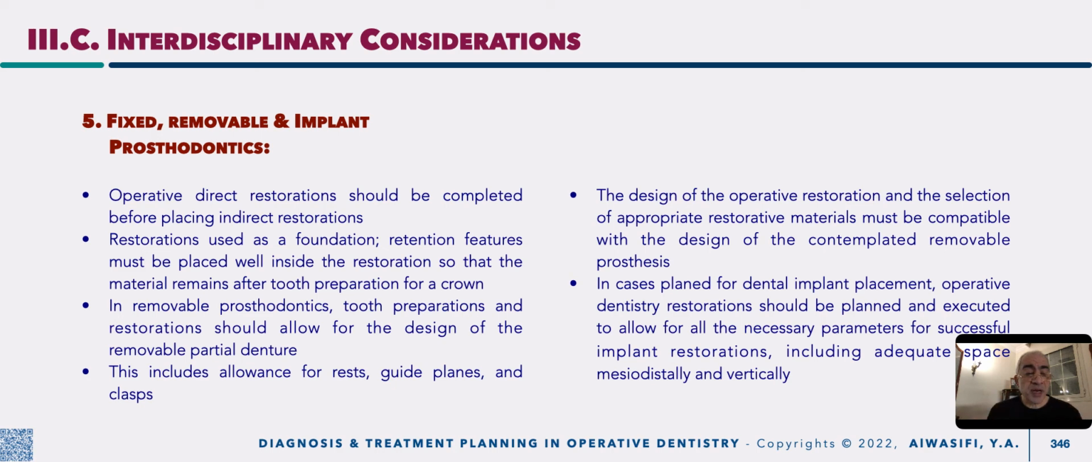Also, your tooth preparation should allow for the design of removable partial dentures, should be considered well, okay? Especially if you have a case with carious teeth and in between there is an edentulous span, you should firstly ask your patient, how are you intended to restore this edentulous span with a prosthodontics, and which type of prosthodontics you are planning to get? Because this could already affect your restorative decision.